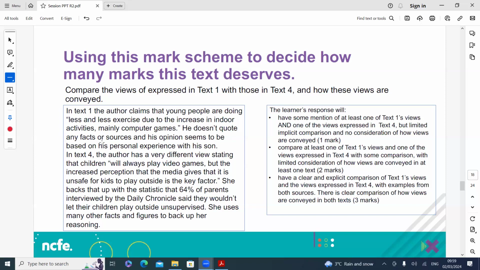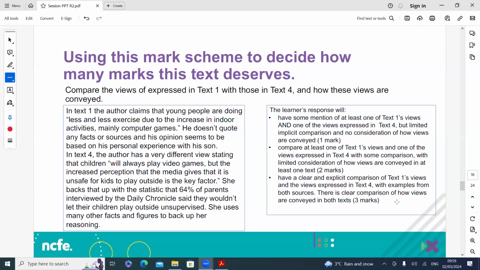So he's talked about the personal experience that is used by the author of text 1. And he has compared and contrasted text 1 and text 4. So we can give it 2 marks. Let's see if this answer has potential for 3 marks.